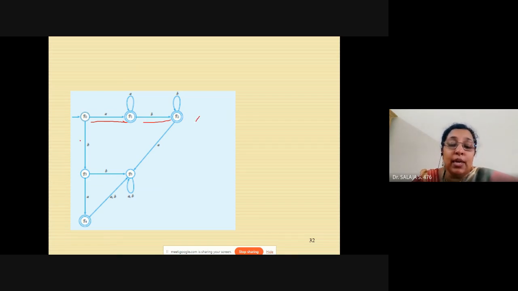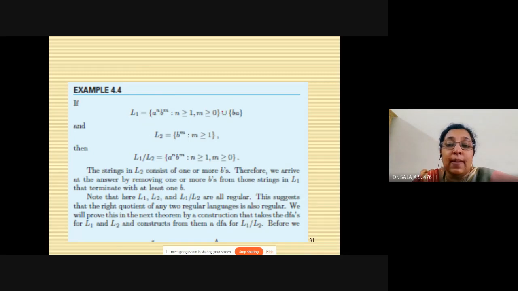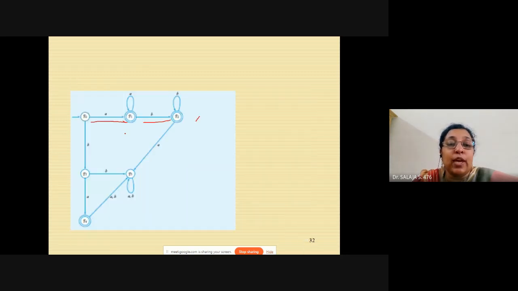And then what about the next part? The next part is union BA. So where have we drawn it? From Q0 on B it moves to Q3. From Q3 on A it moves to Q4, the next final state. So you have three final states, Q1, Q2, and Q4. Q5 is the trap state.